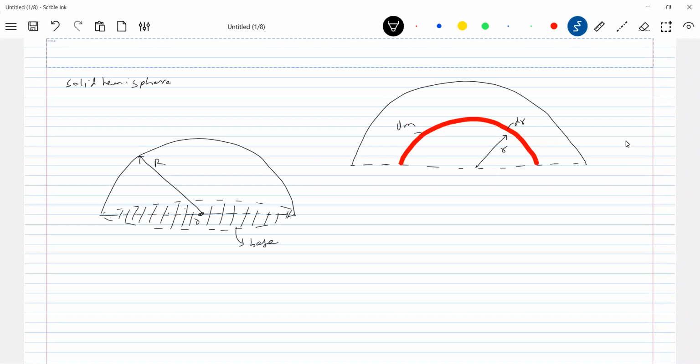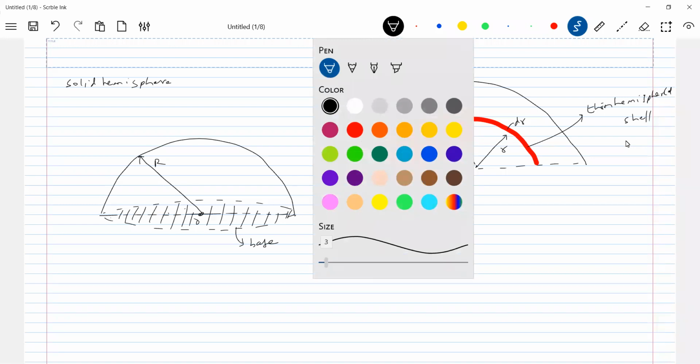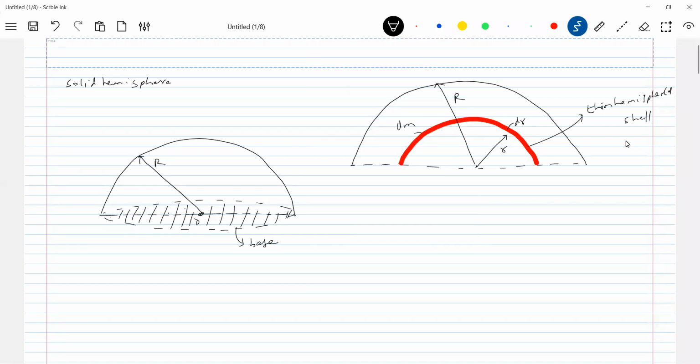What is the total radius? Total radius is capital R. What is this? A thin hemispherical shell. I think you know what the center of mass is for this thin hemispherical shell. It should be at what distance? For this thin hemispherical shell, it should be at a distance of r by 2. This is not for the solid hemisphere; I'm talking about the hemispherical shell.